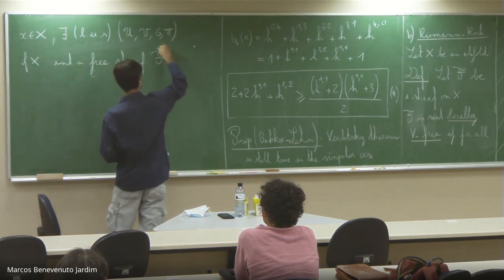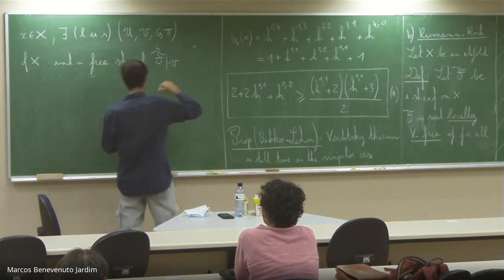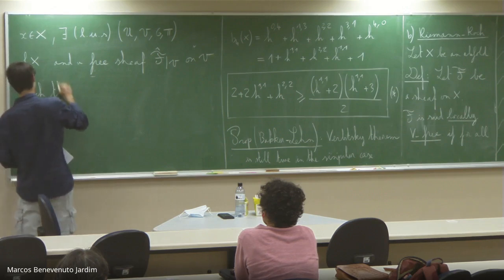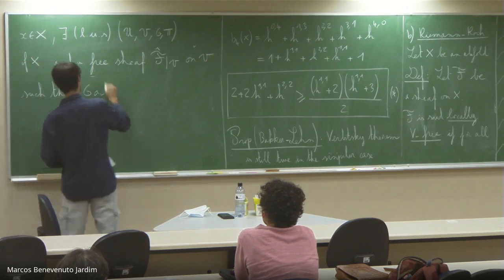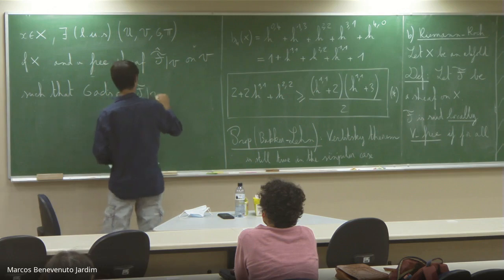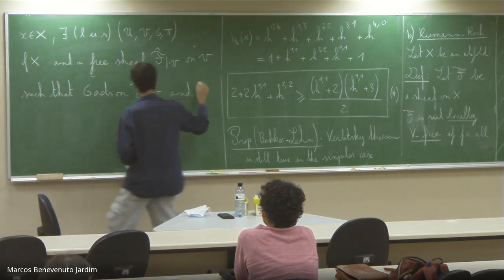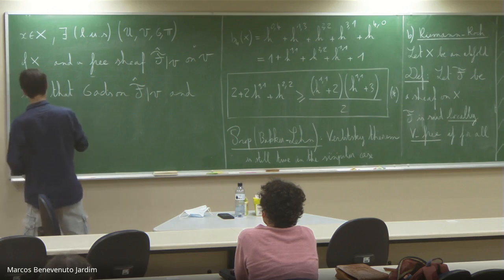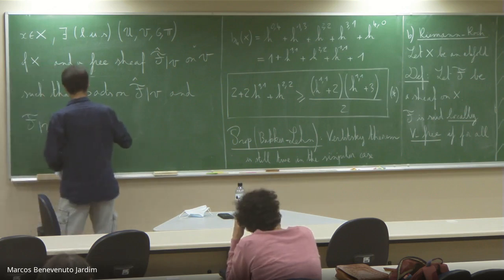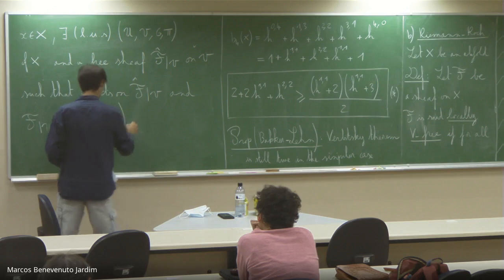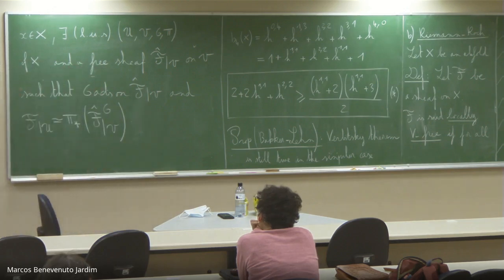F hat on V, such that G acts on this sheaf, and if I take the push forward, I will have the restriction of the sheaf on U. This is the invariant part of the sheaf. Okay, this is the locally V-free sheaf.